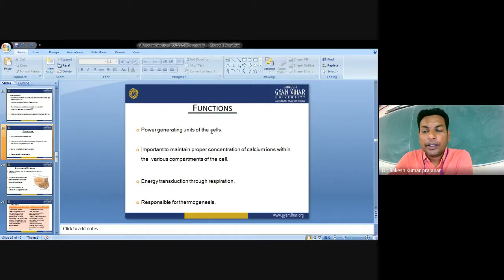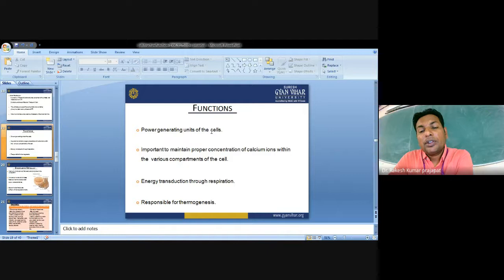Now, the functions of mitochondria. Mitochondria are known as the powerhouse of the cell because they generate energy in the form of ATP by oxidizing different reducing substances like NADH, FADH2, and ATP or GTP, whatever is synthesized outside the mitochondria.